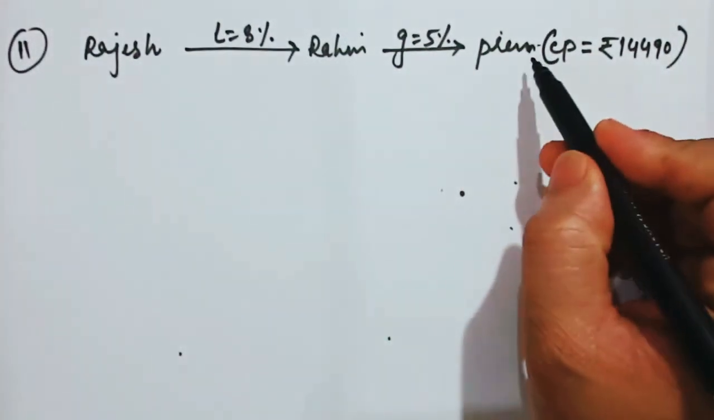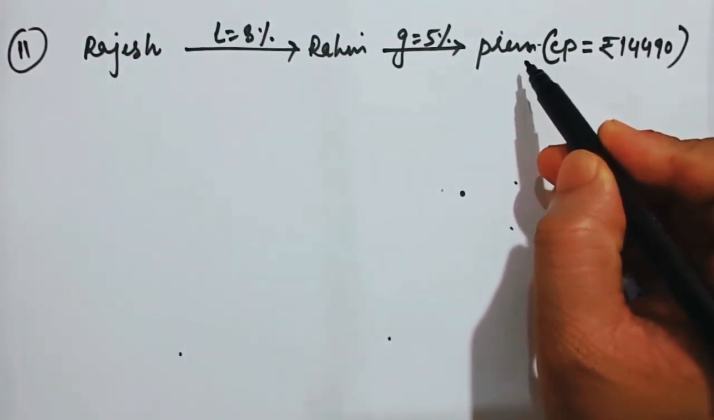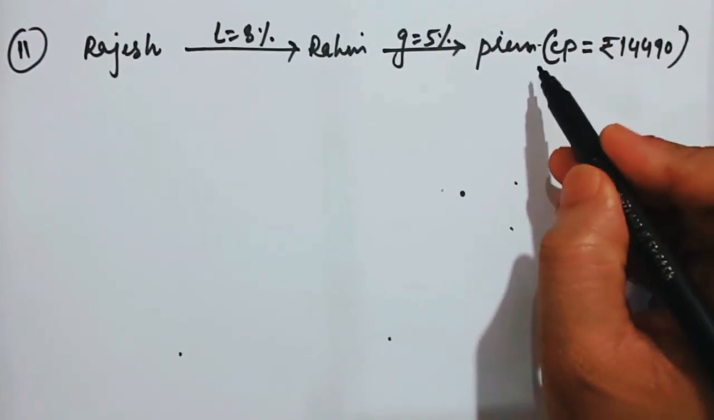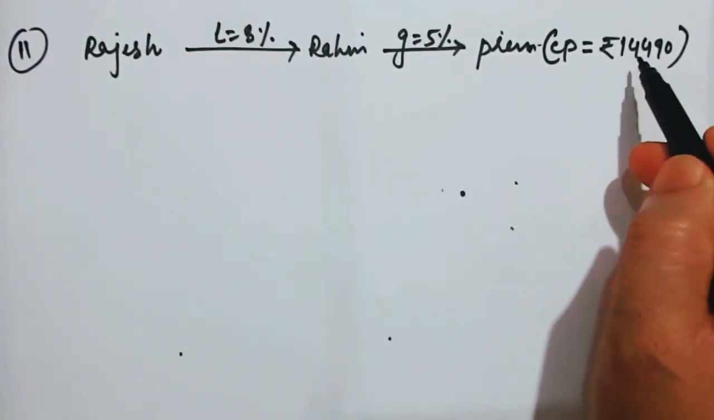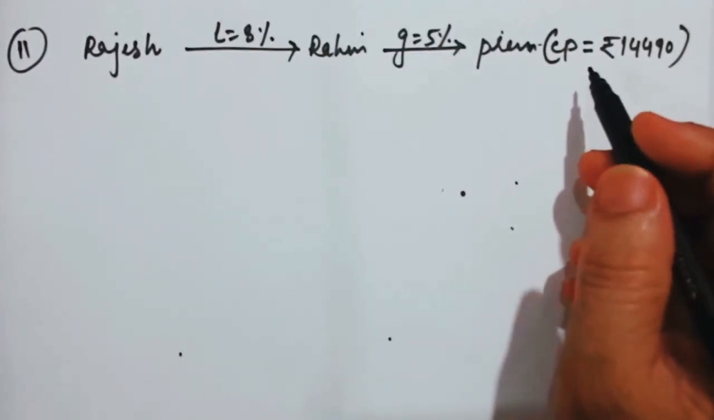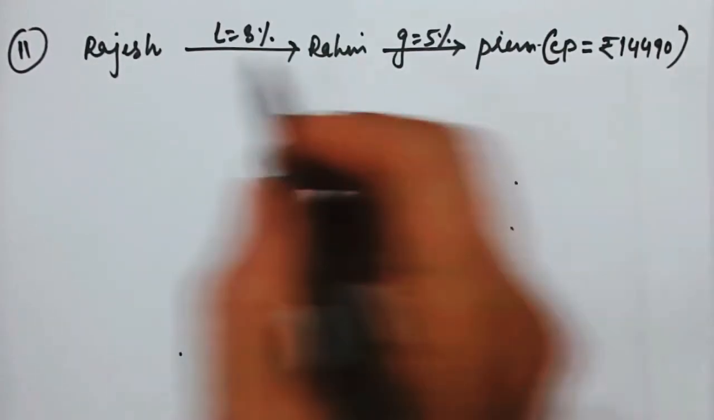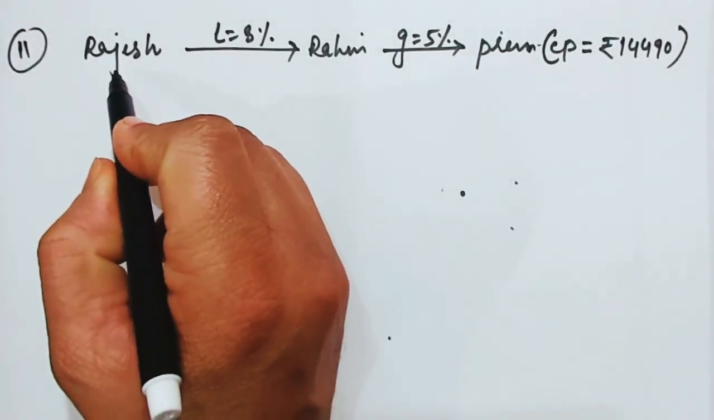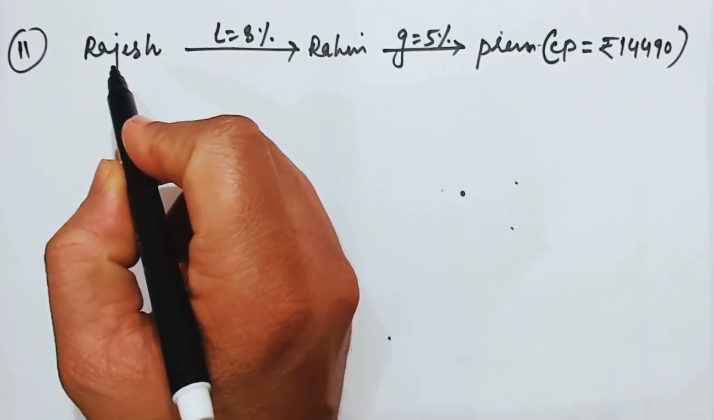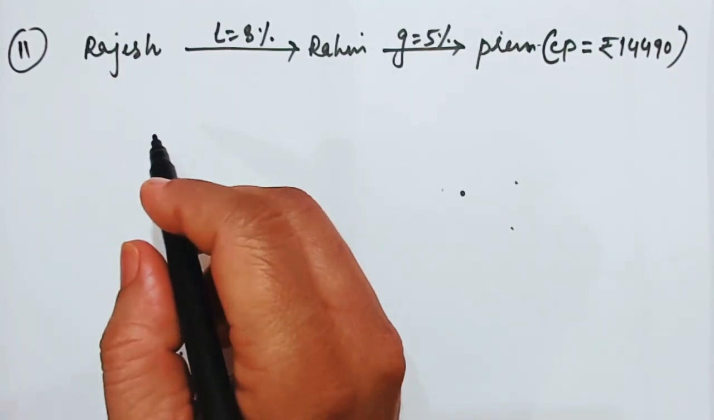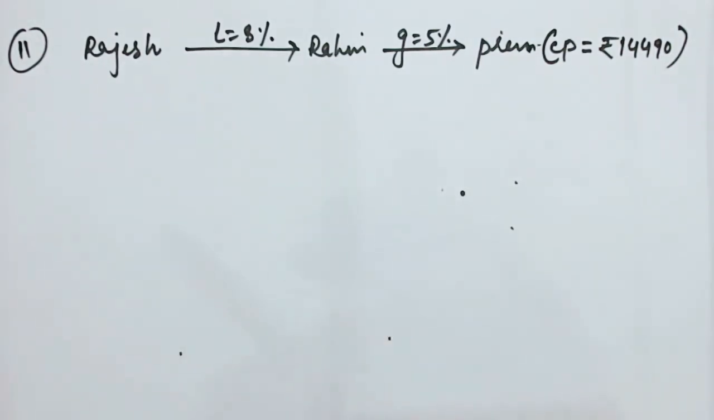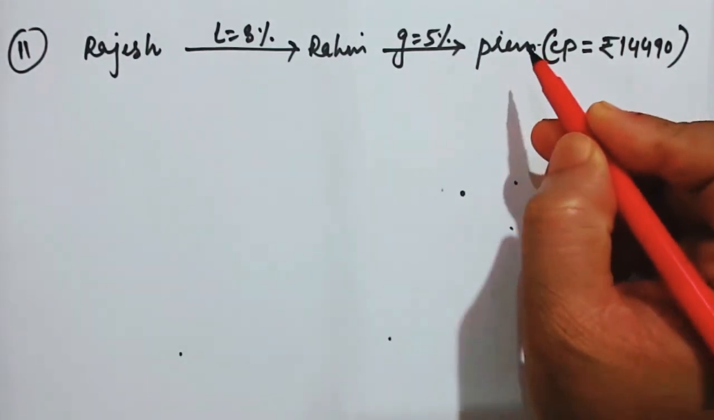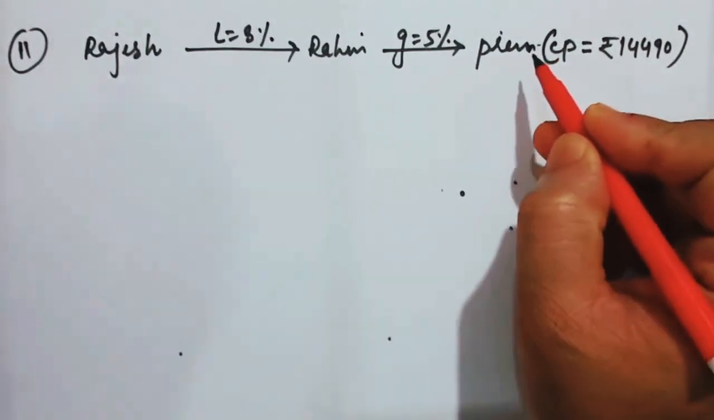Now they have given you the cost price of the scooter, which Prem buys at rupees 14490. Now they are asking you to find out the cost price of the scooter of Rajesh. Come on. So what we shall do over here, what you need to remember, is the cost price of Prem will be equal to the selling price of Rahim.